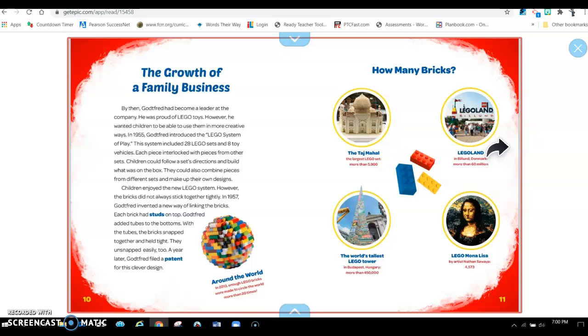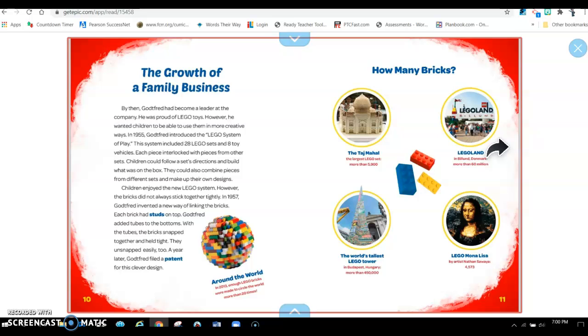Children could follow a set's directions and build what was on the box. They could also combine pieces from different sets and make up their own designs. Children enjoyed the new Lego system. However, the bricks did not always stick together tightly. In 1957, Godfrey invented a new way of linking the bricks. Each brick had studs on top. Godfrey added tubes to the bottoms.